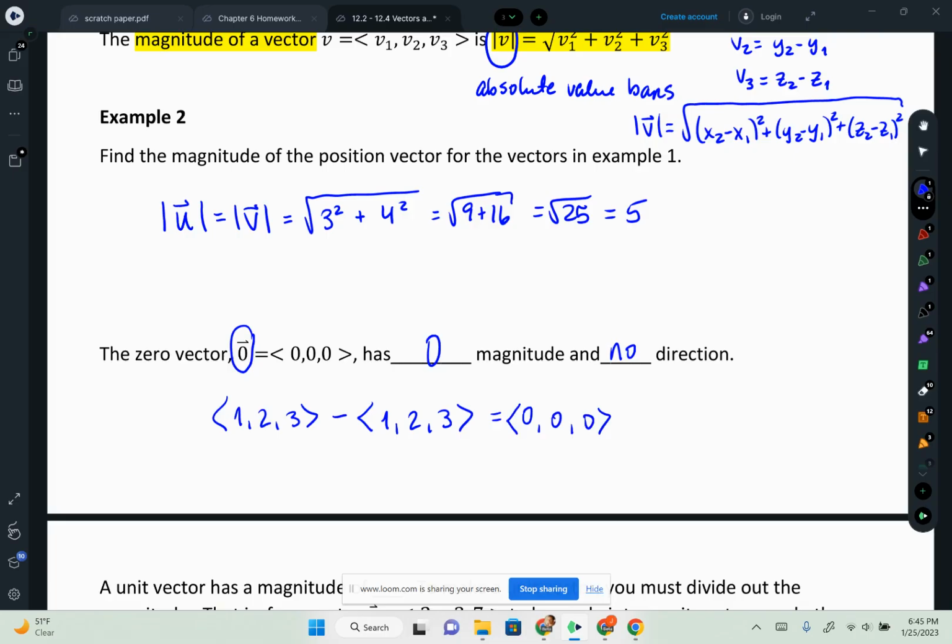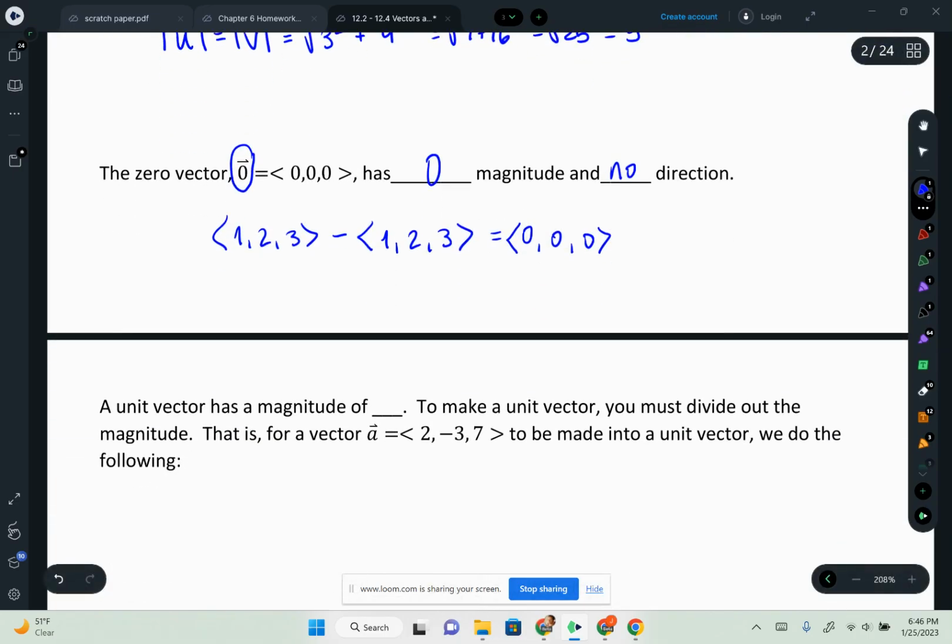All right. The next thing is a unit vector. So this word unit, very important. What it's telling us is 1. The magnitude of the vector is 1. And so right away we can say a unit vector has a magnitude of 1. But then we need to know, how do you make a unit vector?